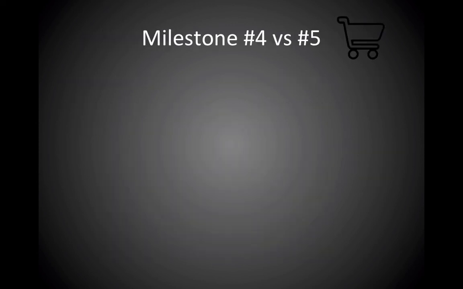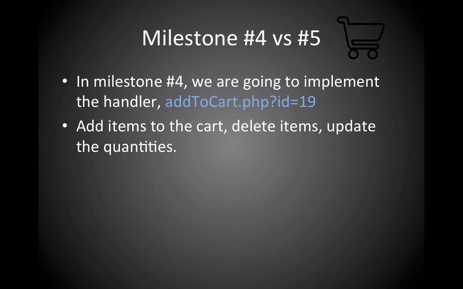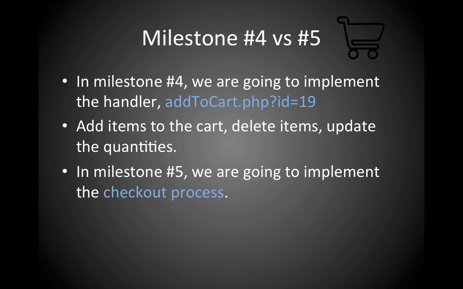Now let's take a look at the differences between these next 2 milestones, number 4 and number 5. They both are about carts. So in milestone 4, we're only going to use the scope of how to implement the add to cart button and maybe update quantities button. But what we're going to do in here is add items to the cart and delete items from the cart and update the quantities. And so the cart will just be another screen that we have. The checkout button won't come until number 5.